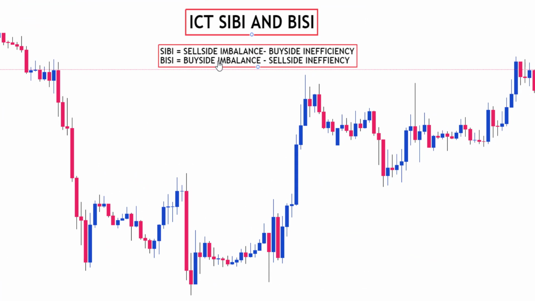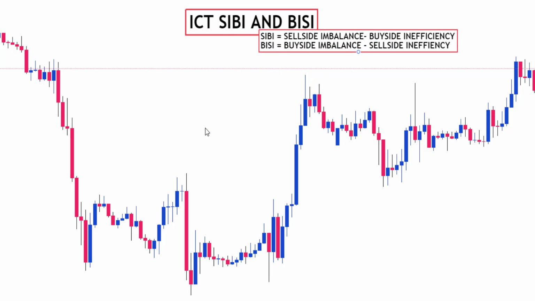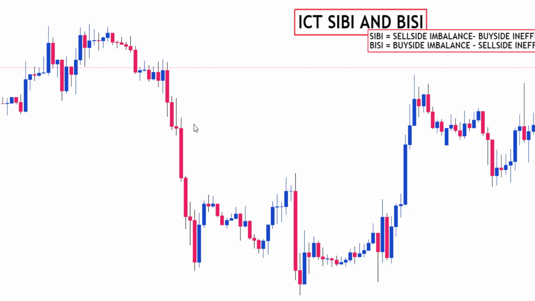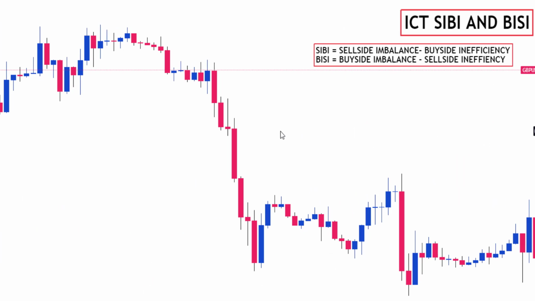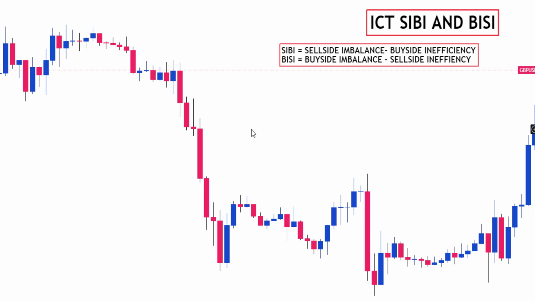CB stands for sell side imbalance, buy side inefficiency, and then BC stands for buy side imbalance, sell side inefficiency. Now look at this. If you look at a particular price action, for you to be able to completely get what exactly we call a fair value gap, you need 3 candles in that particular price action. This is what I mean. Can you see these 3 candlesticks? 1, 2, 3. Now, once you are able to identify your 3 candlesticks, you're going to name them. You will say 1, 2, and 3. These are your 3 candlesticks, right?